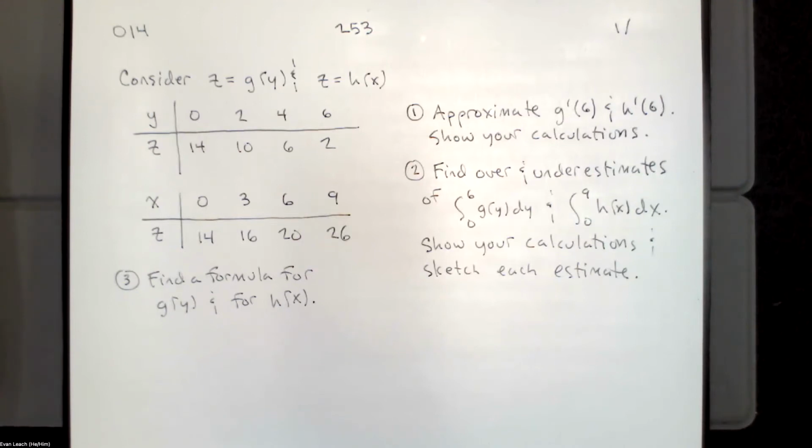First, I want you to approximate g prime of 6 and h prime of 6. Then I want you to find overestimates and underestimates for the definite integral from 0 to 6 of g of y dy, and the definite integral from 0 to 9 of h of x dx. I want you to show your calculations and draw a picture of where those calculations came from. Then, if you got some spare time and you like a challenge, I want you to find formulas for g of y and h of x. One is very simple. One of them requires that we look a little bit closer. So pause the video and you can work on these problems.